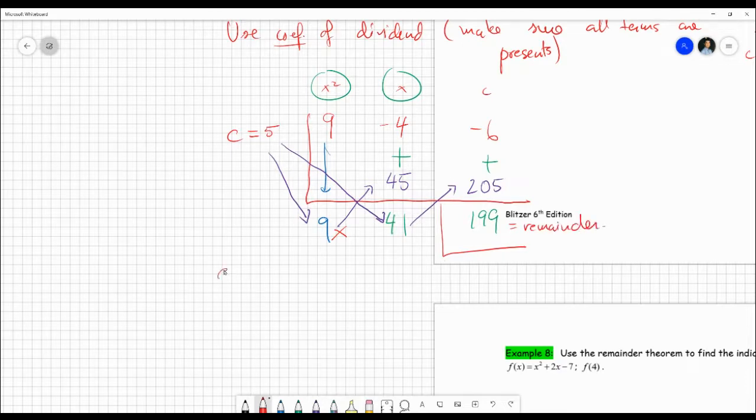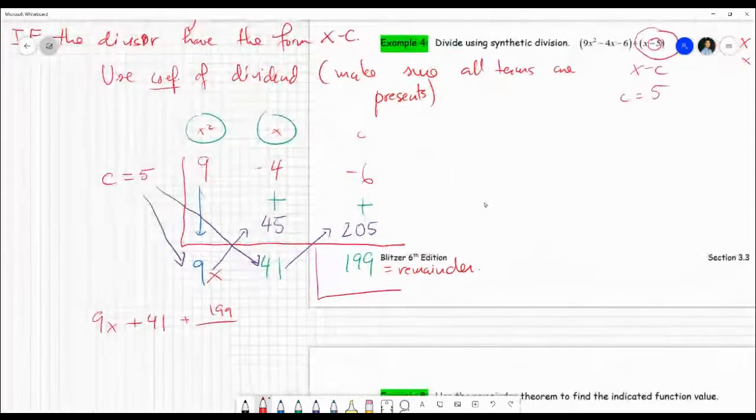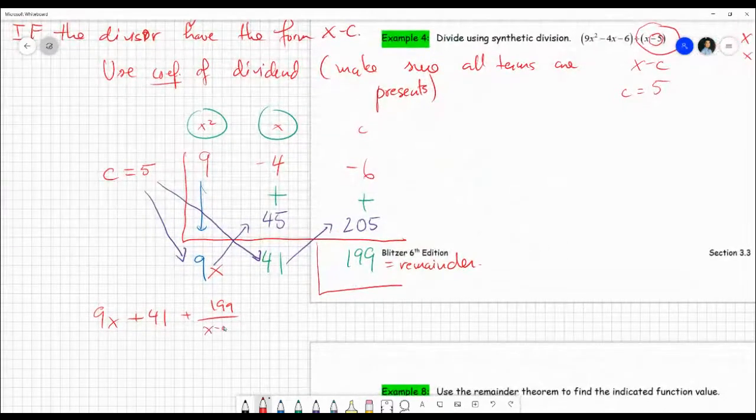So our answer is 9x plus 41 plus 199. And remember, we put the remainder over the divisor. The divisor is x minus 5. And this would be our solution.